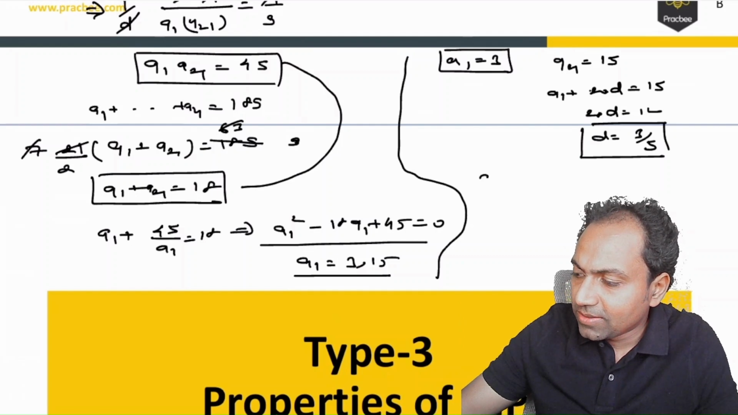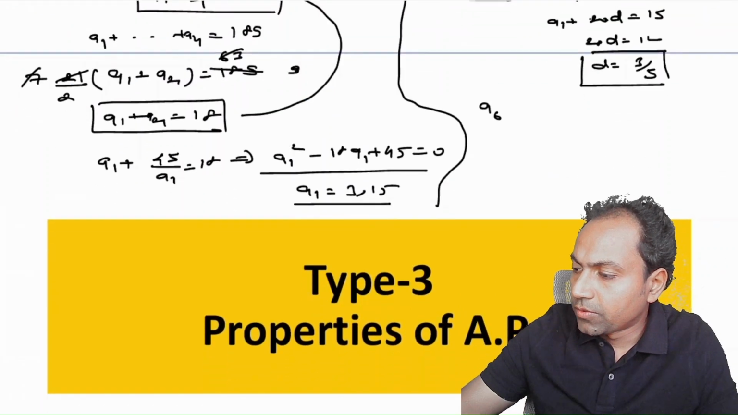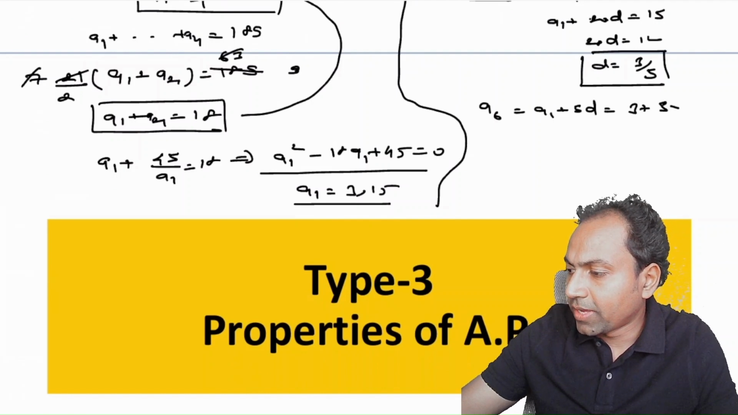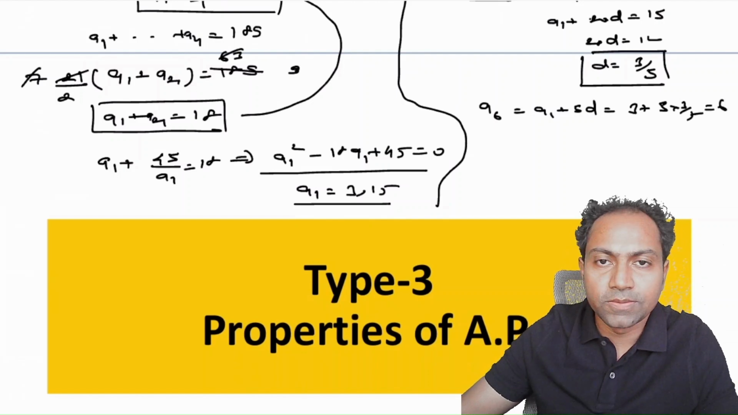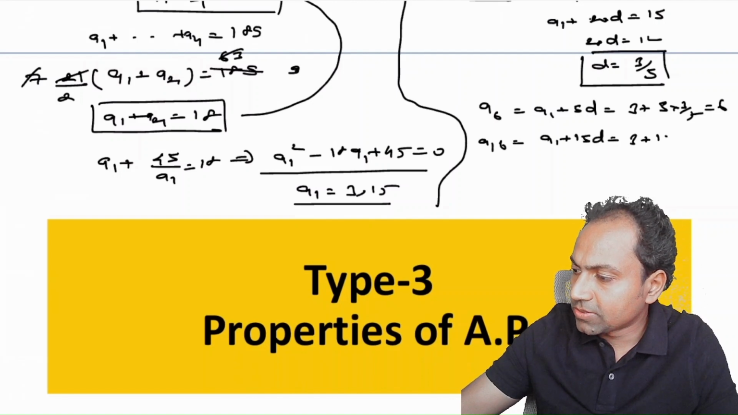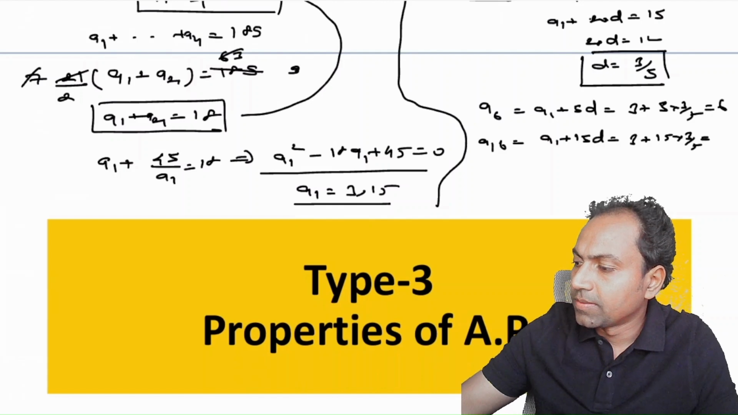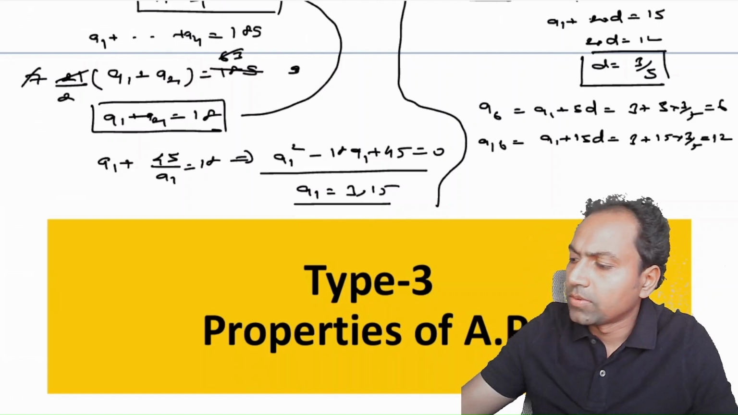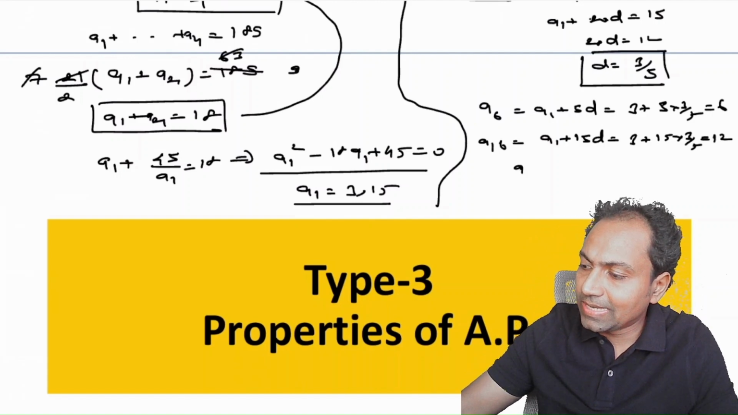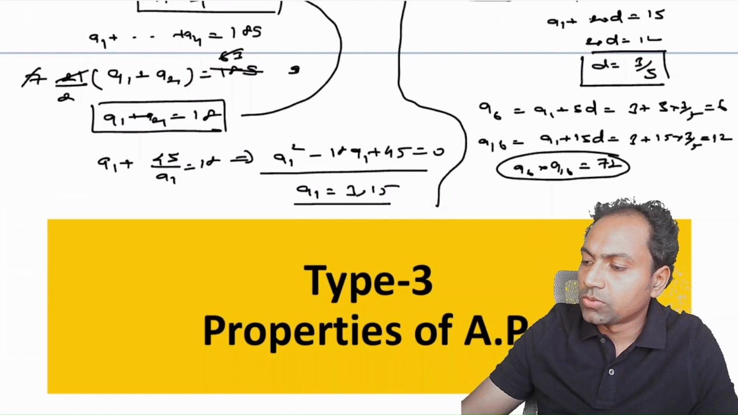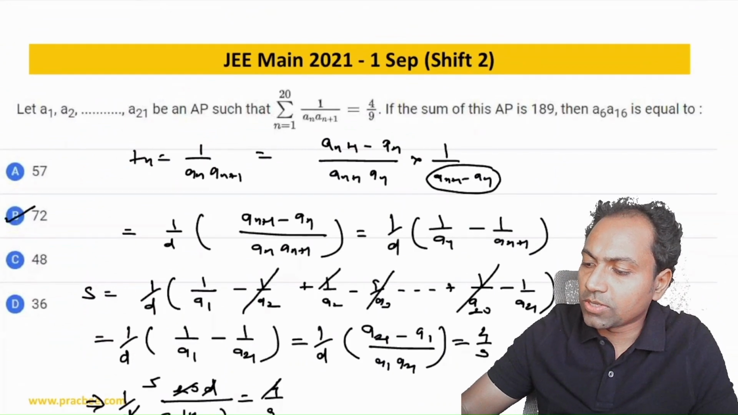So if you do that, your a6 would be nothing but a1 plus 5d. So this is 3 plus 5 into 3 by 5, which comes out to be 6. And if you find your a16, it is a1 plus 15d, which comes out to be 3 plus 15 into 3 by 5, and that is nothing but 12. So if I multiply a6 and a16, the answer is nothing but 72. You can go back to your options and check that option B comes out to be correct.